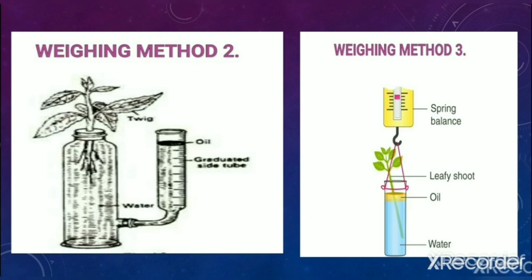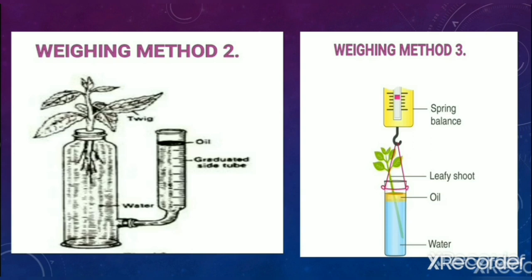Now the third method: in this we will take one leafy shoot with no roots and fix it in a test tube. Again we will fill that test tube with water and spill some oil over it, again to prevent direct water loss through evaporation. Then we will weigh this test tube. For weighing, we can also keep that test tube in a beaker and weigh the two together, and after 2 hours we will weigh again, and the difference will show the rate of transpiration.